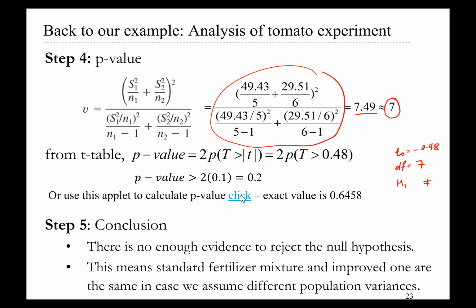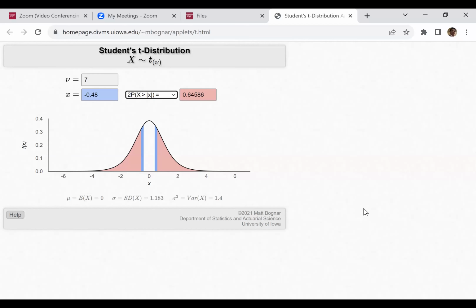Oh, did you see? I didn't share this one. Let me share it. See, I gave the degree of freedom 7. So guys, when I explain something and you do not see it, please let me know, okay? So the degree of freedom is 7, T0 is negative 0.48, and the alternative is doesn't equal. Use this one if it is greater than, use this one if it is less than, use this one if it doesn't equal.